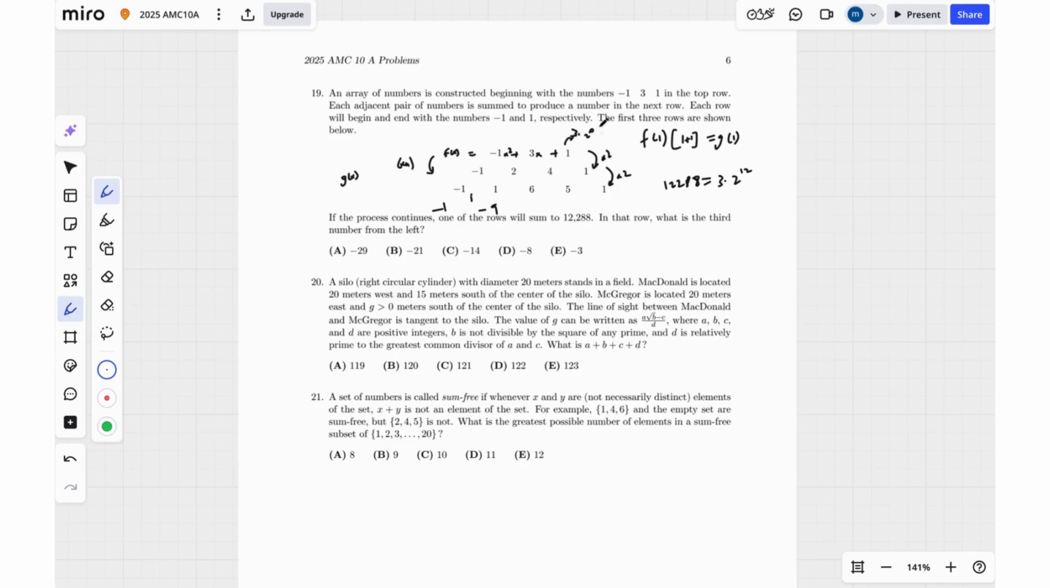And then the third number is just this plus 1. So this number would be negative 8 plus negative 1, and then plus 1 plus 2 plus 3 plus 1. So this is equal to negative 36 plus 7, which is negative 29. So the answer is A, negative 29.